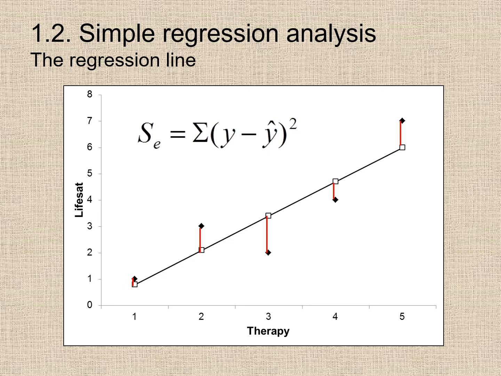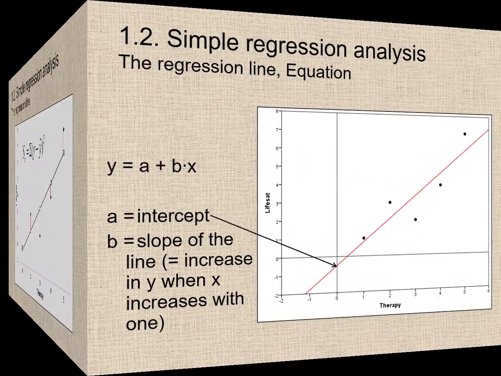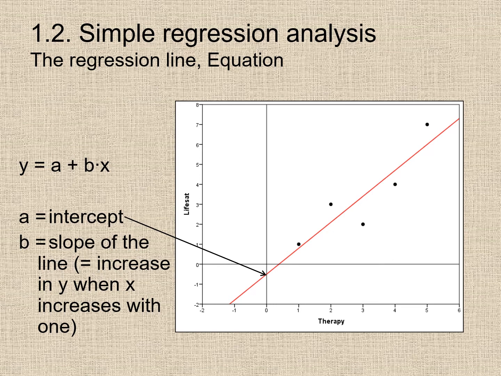How do we get a line that minimizes those values, the sum of squared residuals? Well, the regression line is a straight line in linear regression, and a straight line has this formula. Y is A plus B multiplied by X. That's the formula for a straight line. A is the intercept. And what is the intercept? The intercept is the predicted value on the dependent variable when the independent variable equals 0. It's where the regression line crosses the y-axis.